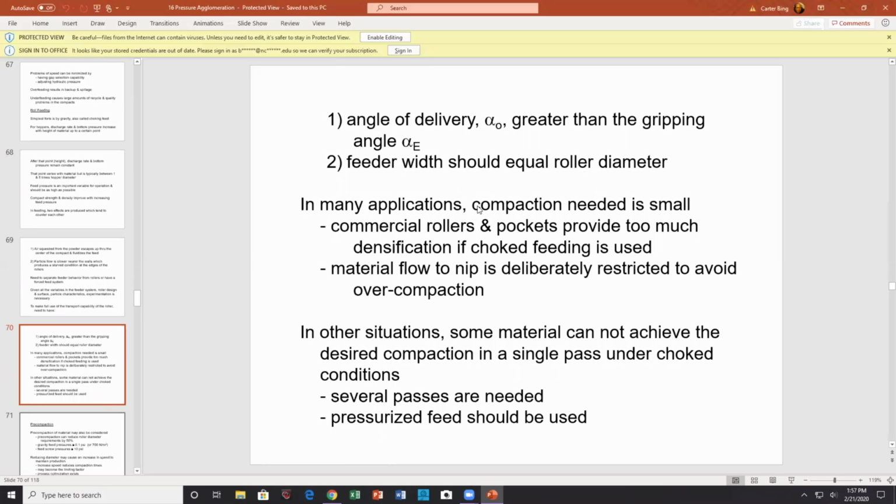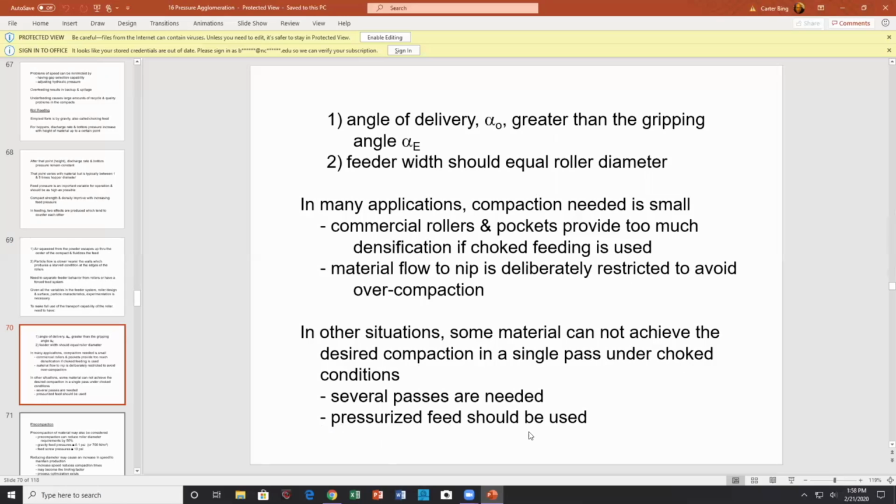In many applications, compaction needed is small. Commercial rollers and pockets provide too much densification if choke feeding is used. Material flow to the nip is deliberately restricted to avoid over-compaction. In other situations, some materials cannot achieve the desired compaction in a single pass under choke conditions. Several passes are needed.